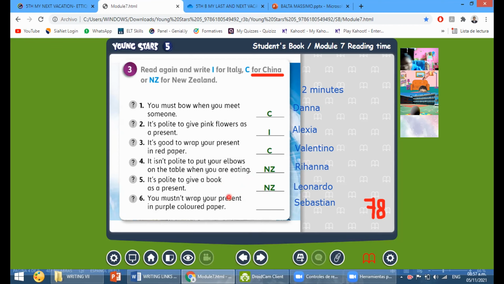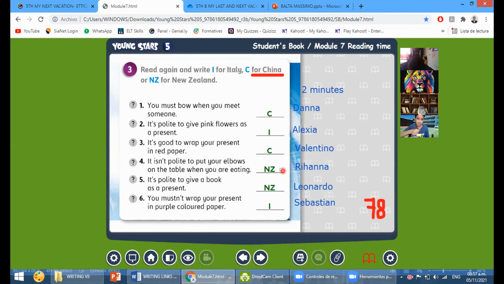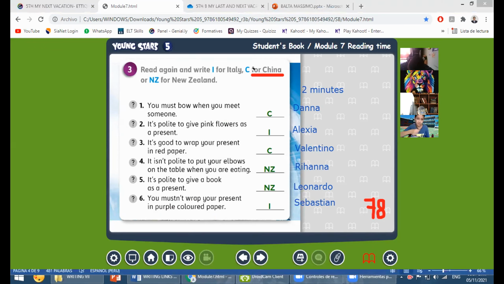And finally, Sebastian, please, six. You must wrap your present in purple paper. It's Italy. Very good, Sebastian. Yes, in Italy, you mustn't wrap a present with purple. Not because it's a bad color. It's an unlucky color. Good job. Thank you, Dana, Alexia, Valentino, Rihanna, Leonardo, and Sebastian. Thank you.